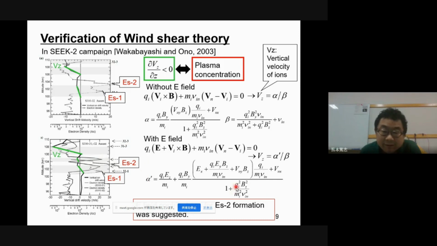From this analysis, the E-field can be contributed for formation of ES2 layer. This is the result of the verification of wind shear theory in the sixth campaign.